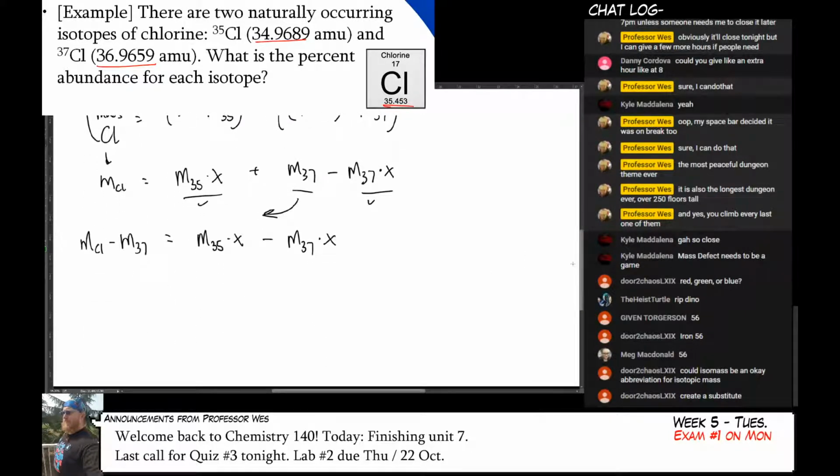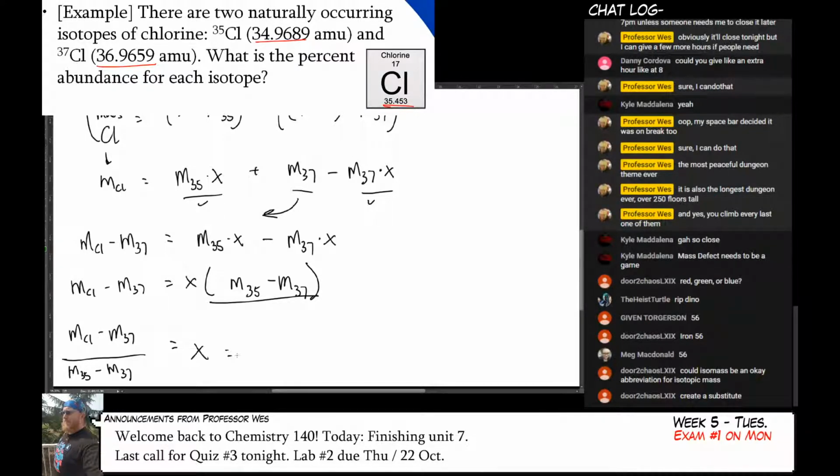Now that I have this part of my equation, I can then factor out this X here. And now I just divide both sides by this part, and it's done. So this relationship here should be the percentage of chlorine 35, which we have called X. And so let's do that. Let's fill in all the numbers based on what we know.